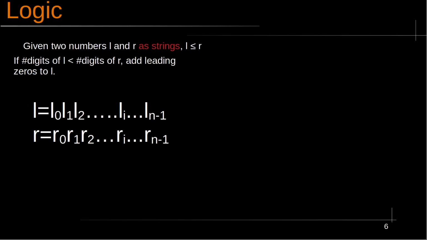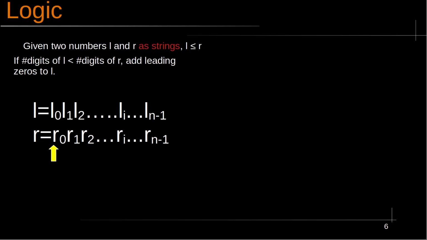So, given two numbers L and R as strings, L is less than or equal to R, and the number of digits of L is less than the number of digits of R. We add leading 0s to L. So L and R now have the same size. Okay.